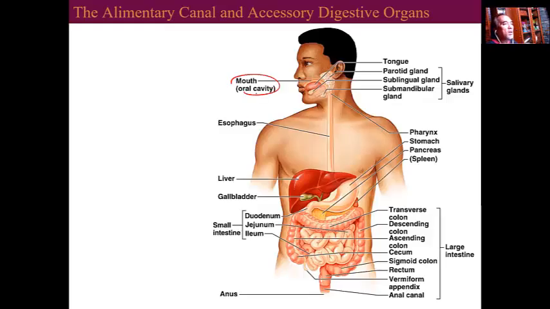So the mouth, oral cavity, is where the food is being processed. And then within the mouth, you can see the tongue and you can see the salivary glands. Okay, salivary glands, there's three of those. The one underneath the tongue, we call it sublingual. Underneath the mandible, we call it submandibular. And then another one that's located in front of your ear, that's your parotid gland. Okay, so that's your parotid gland.